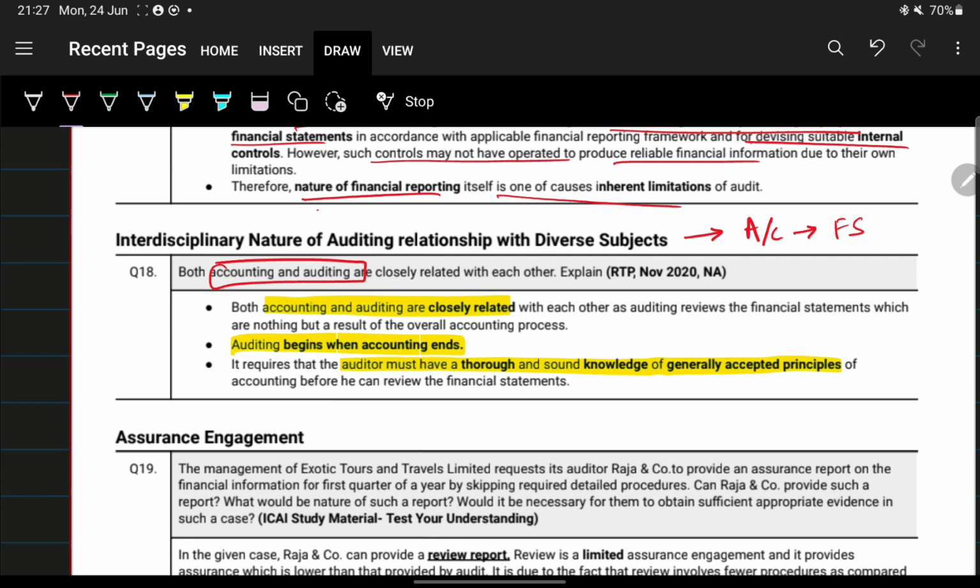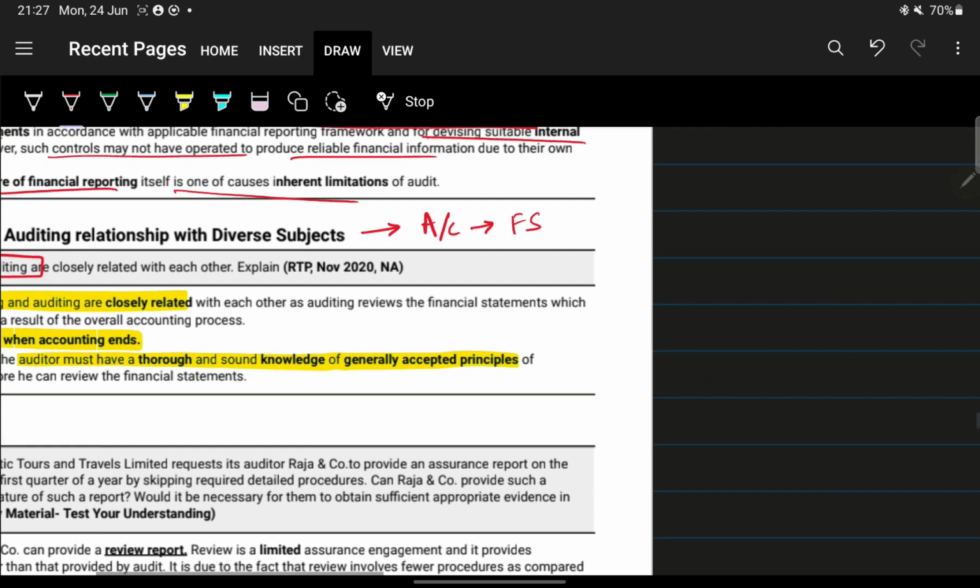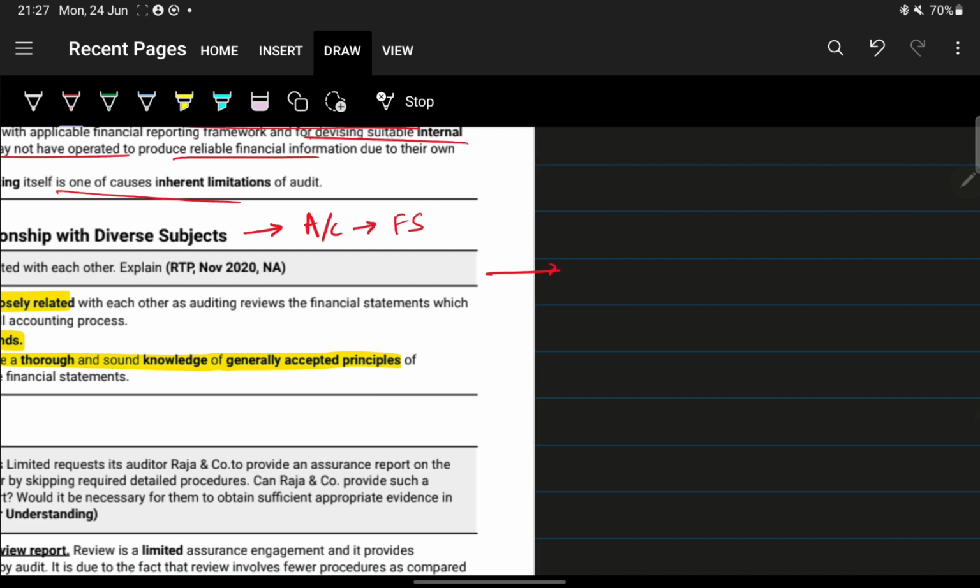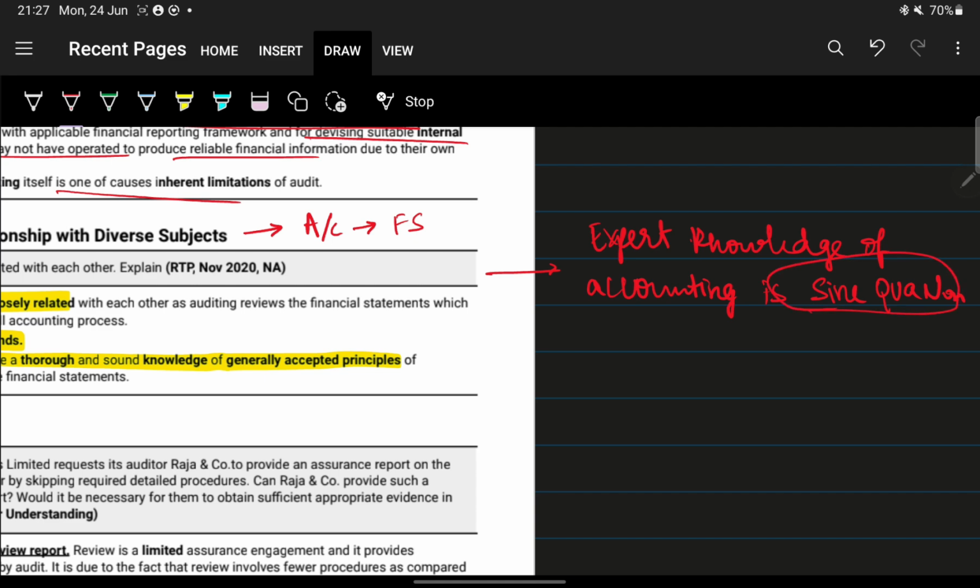And what else did we read in the material? This line was very important as well. A thorough knowledge, or an expert knowledge of accounting is sine qua non, right? Meaning second to none, right? It is mandatory for the auditor to have expert knowledge in accounting.